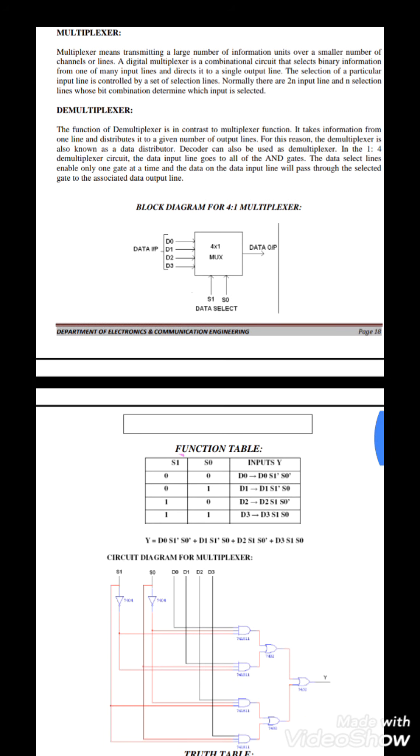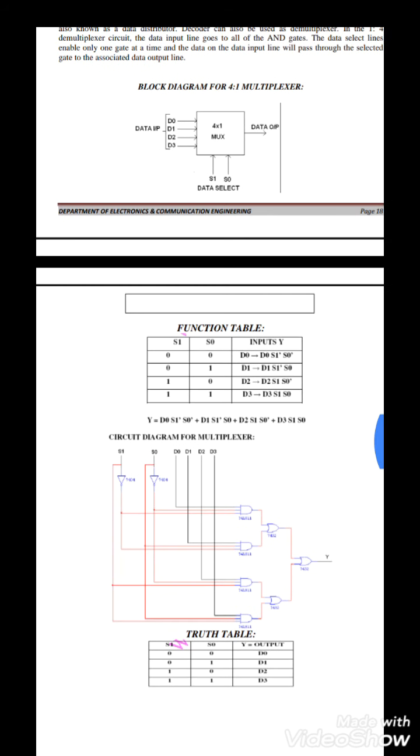So let's see the block diagram of the 4:1 multiplexer. The 4:1 multiplexer has 4 inputs: D0, D1, D2, D3. These are all data inputs. We want to get the data output from these 4 inputs, so we want to direct any one input to the output. Since 4 inputs are available, you need 2 data selection lines. Which input is connected to the output port depends on S0 and S1.